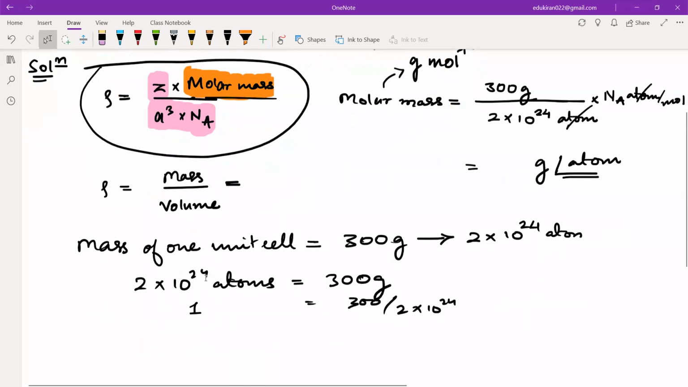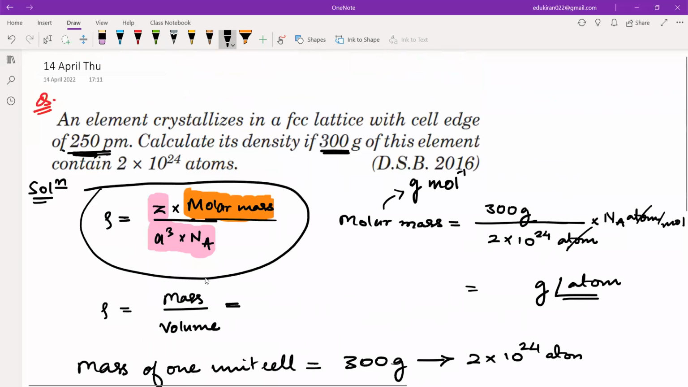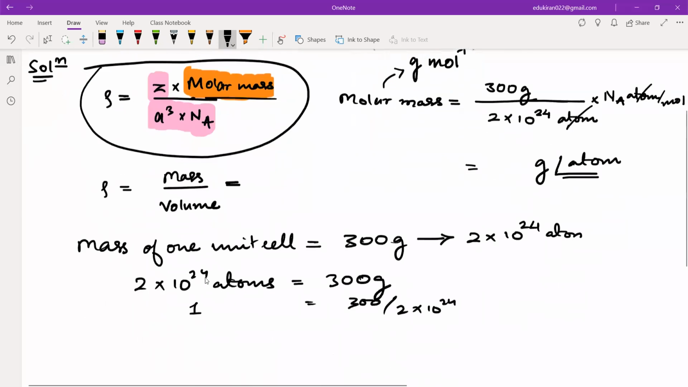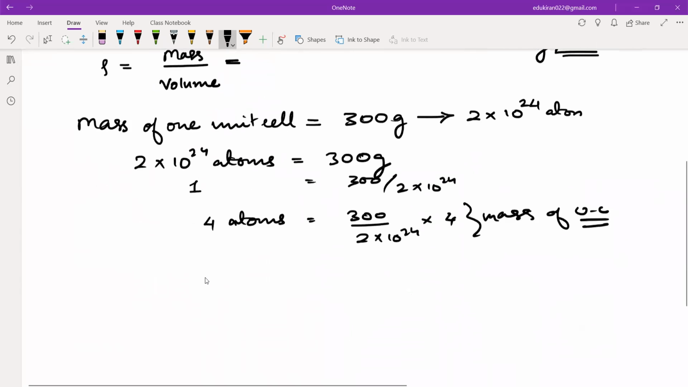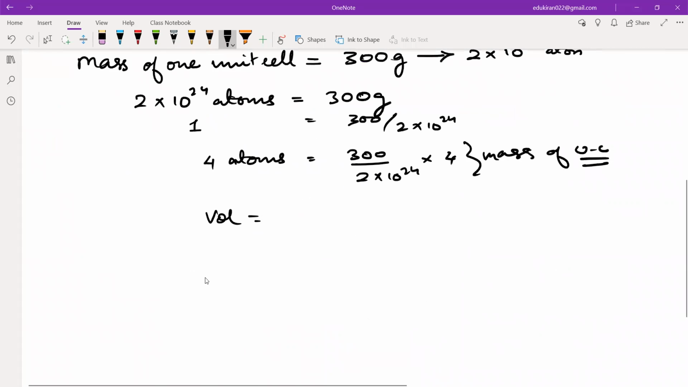And then in a unit cell, how many atoms are present in FCC? There are 4 atoms present in a unit cell, right? So the mass of 4 atoms will be 300 divided by 2 into 10 to the power 24, into 4. This will be the mass of the unit cell, and then you have the volume of unit cell. Volume will be whatever the edge length is given, 250 picometer whole cube.